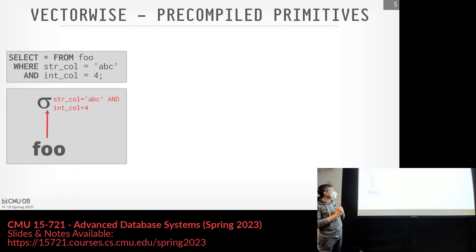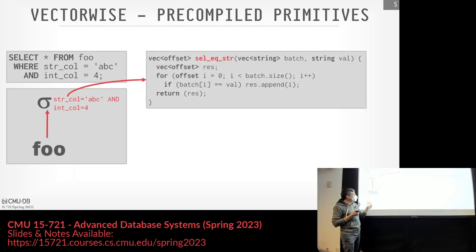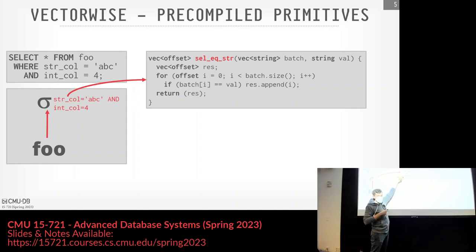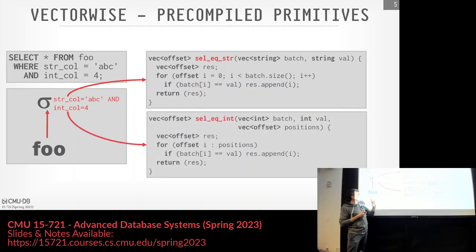So let's look at a really simple query: select star from foo, where you have a string column equals some ABC constant, and then an integer column equals something, right? So it's a simple query plan, a scan with a predicate, a filter. The filter we've broken up on the conjunction. So you'd have one primitive that takes a column of strings from the table, and then the constant you want to compare against, ABC, and then you scan through the batch, evaluate the predicate, and if it matches, append its offset into some vector. And then you take the output of this and use that to invoke the next primitive, where you now scan on the second column, the integer column, apply that predicate, and return that back.